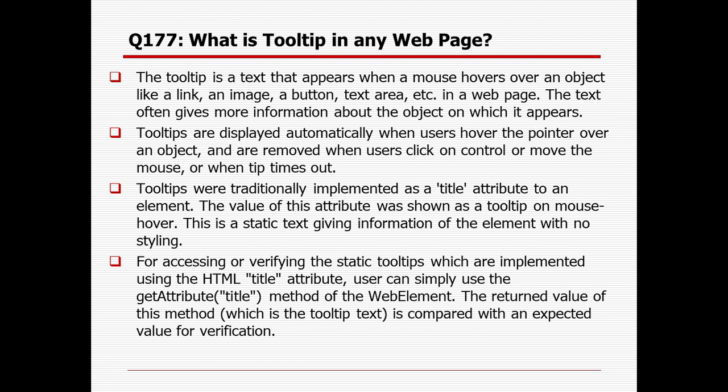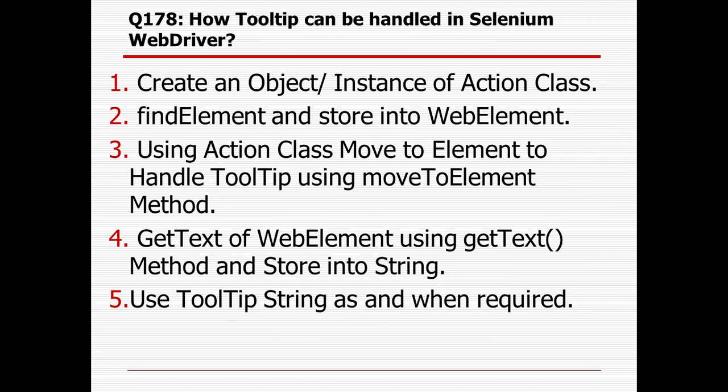For accessing or verifying the static tooltip which is implemented using the HTML title attribute, the user can simply use the getAttribute("title") method. With that particular method, the user can get the title of the tooltip, right? The return value of this method, which is the tooltip text, you can compare with the expected value for the verification. And obviously, if it passes, the test case will pass. If it fails, the test case will fail. So that is the tooltip for any web page.